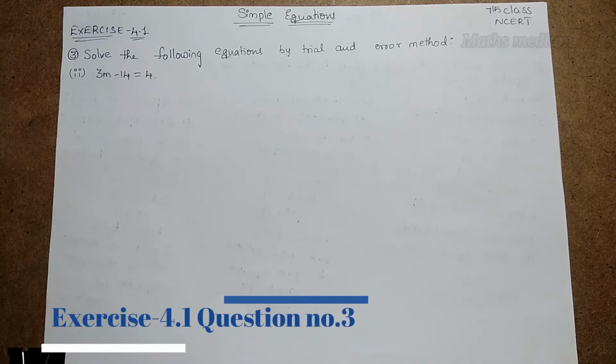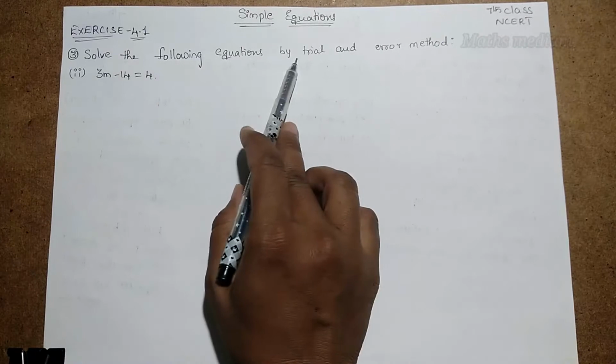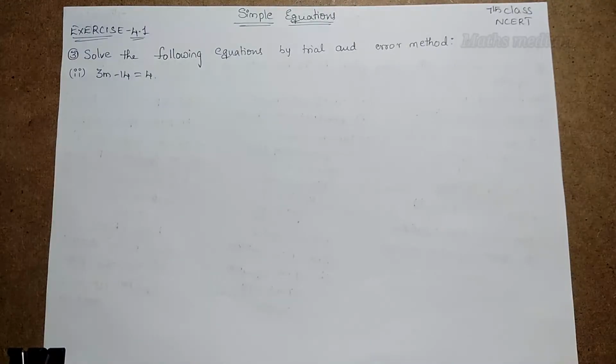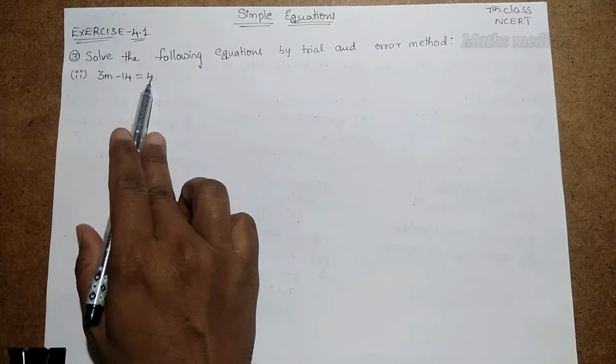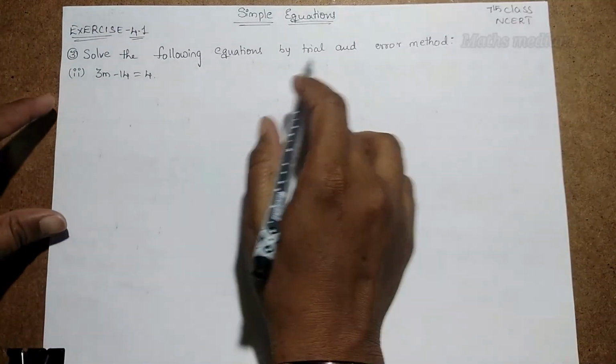Today I came with exercise 4.1 question number 3 from simple equations in 7th class NCERT. The question is: solve the following equations by trial and error method. This method I already told you in an introduction. See the description box for the link. And now the question is 3m minus 14 equal to 4. So this is the given equation. We have to apply the trial and error method.